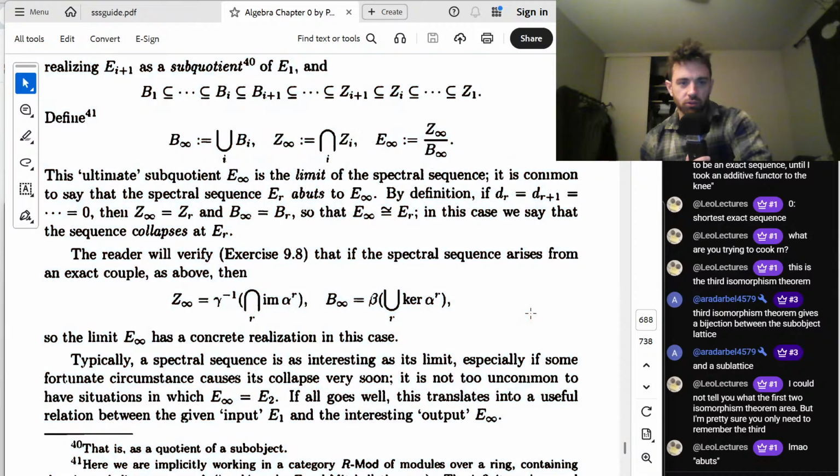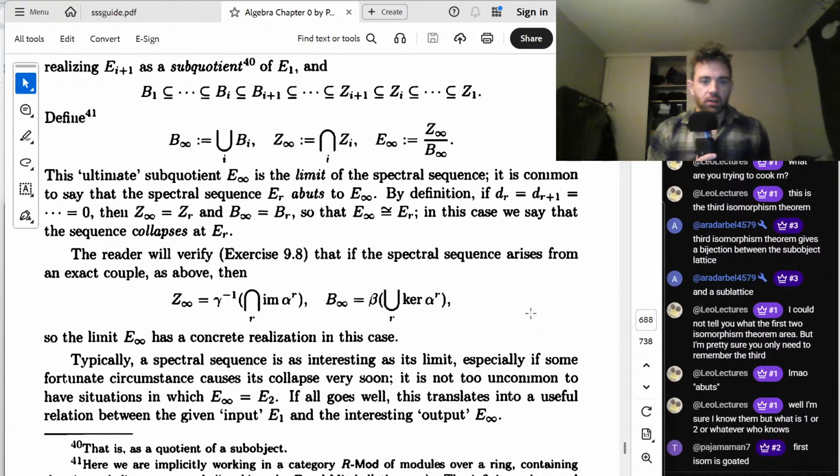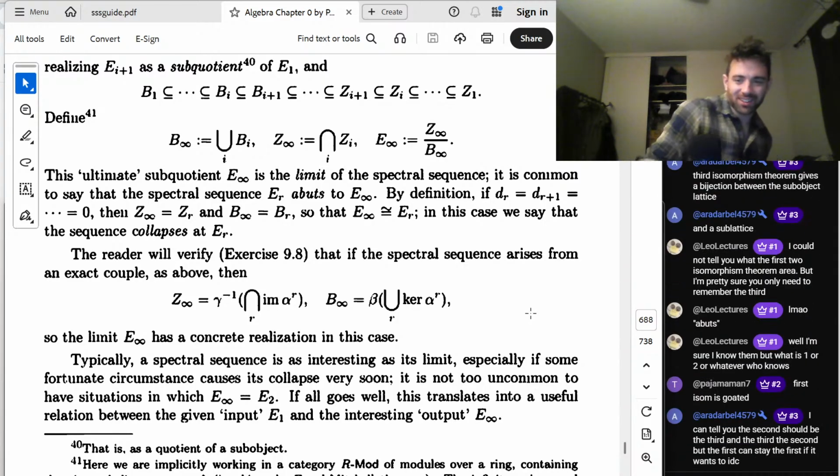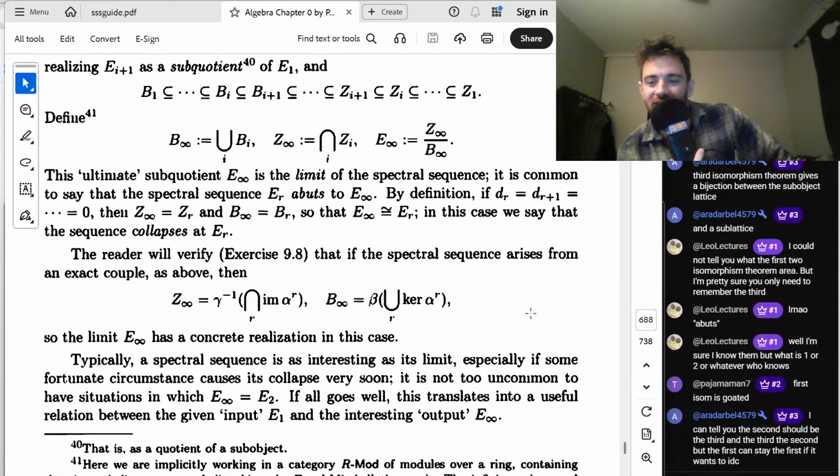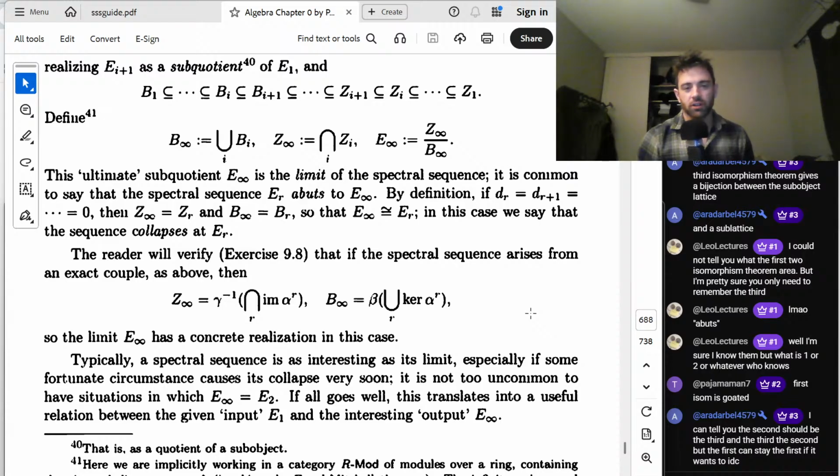That if the spectral sequence arises from an exact couple, then this is true. God, why is that true? Yeah, I mean, the third isomorphism theorem is a consequence of the first isomorphism theorem. So it is inferior. Well, you're sure you know them, but what is 1 or 2 or whatever? Who knows? You can say that the second should be the third and the third should be the second, but the first can stay first. Yeah. Sure, I agree.